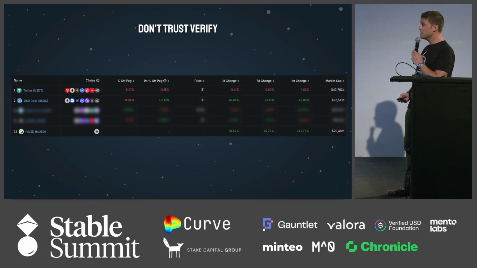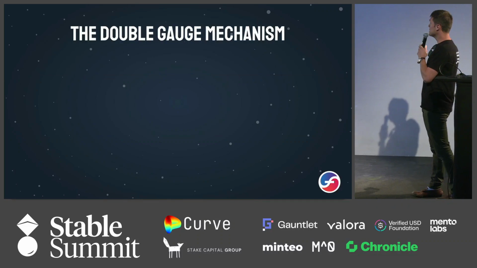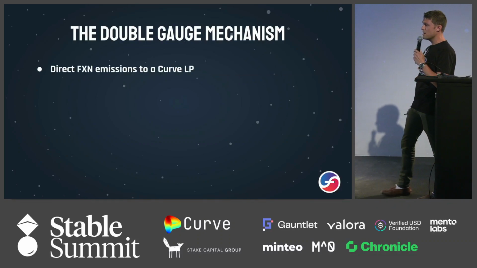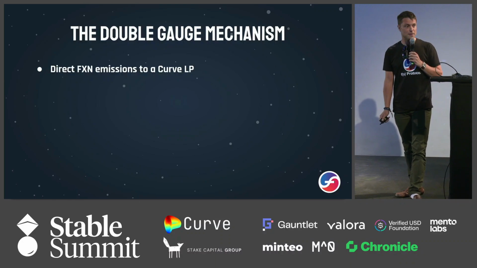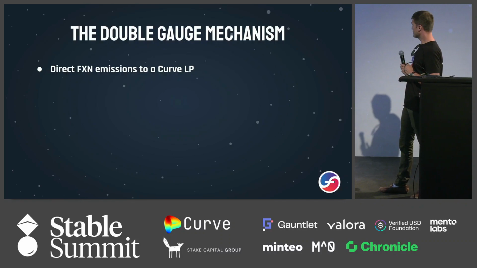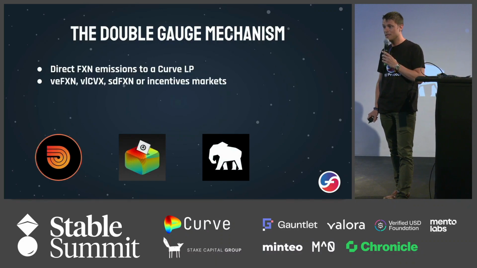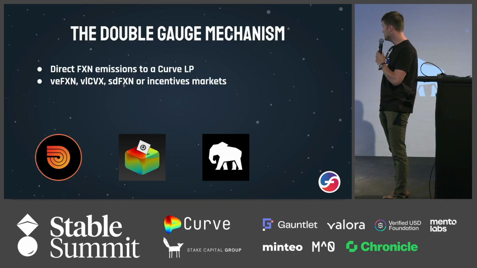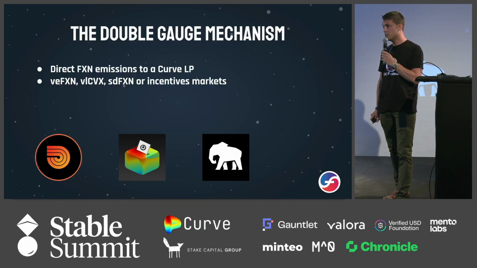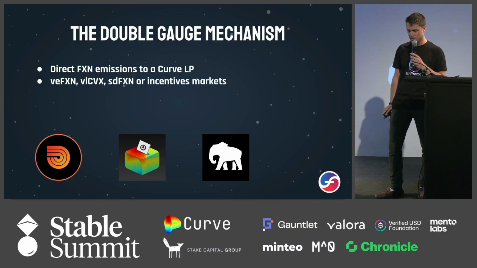And to help you build liquidity with one of our stablecoins, we introduced this double gauge mechanism. The way it works is that we can create a gauge to direct FXN emissions to a Curve pool that pairs with one of our stablecoins, FXUSD, RUSD, or BTCUSD. And to direct emissions, you can use famous incentive markets such as Paladin.vote, which is pretty efficient and lets you not overspend on your incentives. But you can also use Votium or StakeDAO's vote market, for instance.